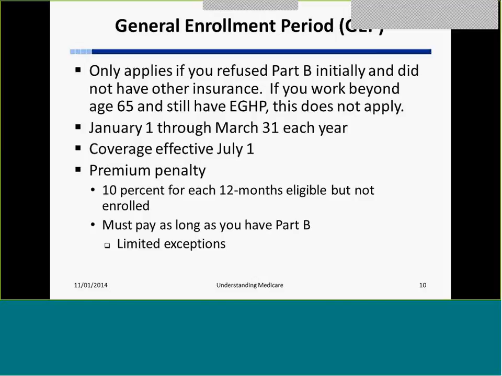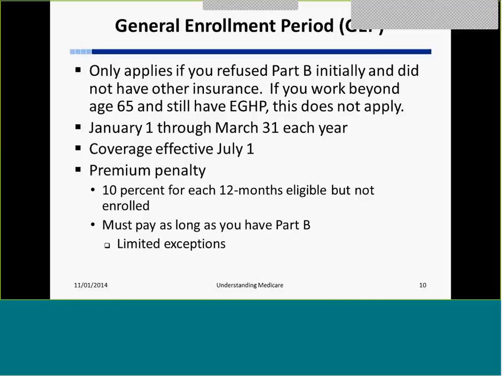So in other words, if I go beyond that 7-month initial period, I don't enroll in my B, and I do not have other insurance, and the key here is based upon my or my spouse's employment, I have to use the general enrollment period when I want to add my Part B. That's January 1 through March 31st, the time that I can sign up. I would go down to the Social Security office, fill out the paperwork, or I could do it online. Coverage becomes effective July 1st.